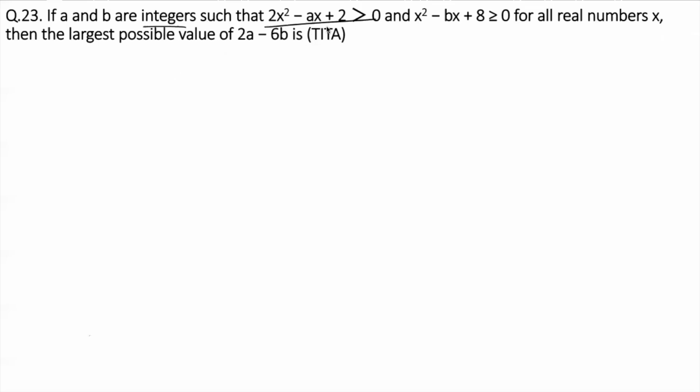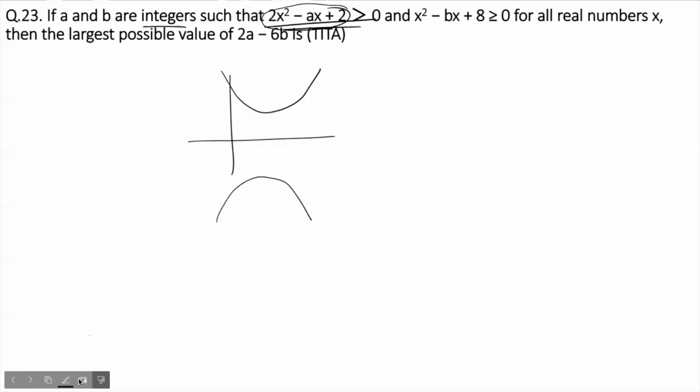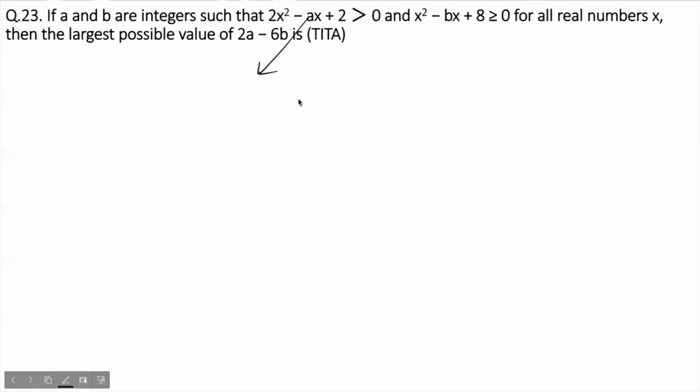Let's see. The first condition is 2x² − ax + 2 is always positive. Now the left hand side is a quadratic equation, guys. A quadratic equation is always positive when its roots are imaginary, right? It can be always positive or always negative. In both the cases, we can say that the roots are imaginary. The graph does not touch the x-axis. That means b² − 4ac for this equation should be negative, or less than 0.